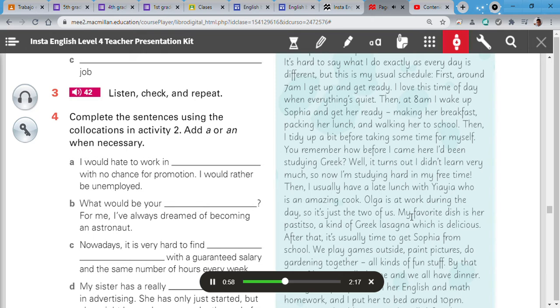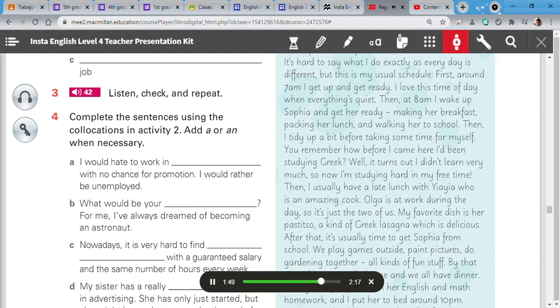It's hard to say what I do exactly, as every day is different, but this is my usual schedule. First, around 7 a.m., I get up and get ready. I love this time of day when everything's quiet. Then, at 8 a.m., I wake up Sophia and get her ready, making her breakfast, packing her lunch, and walking her to school. Then, I tidy up a bit before taking some time for myself. You remember how before I came here I'd been studying Greek? Well, it turns out I didn't learn very much, so now I'm studying hard in my free time. Then, I usually have a late lunch with Yaya, who is an amazing cook. Olga is at work during the day, so it's just the two of us. My favorite dish is her pastitso, a kind of Greek lasagna which is delicious.